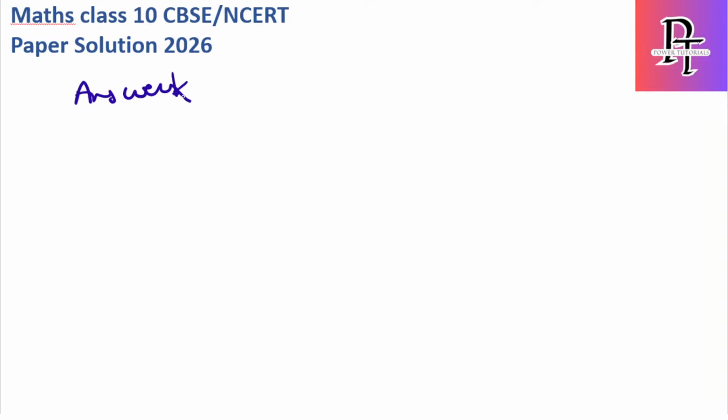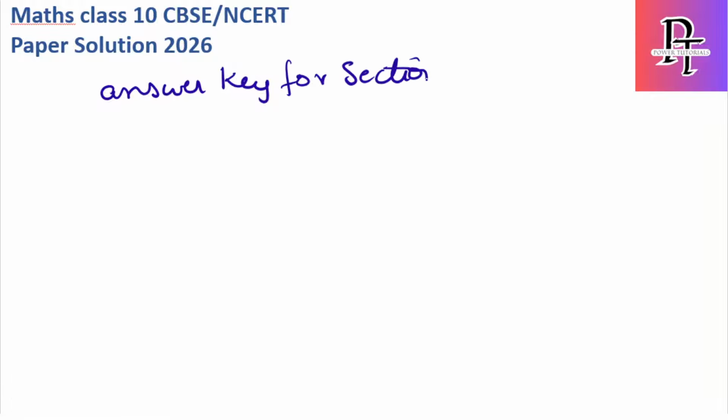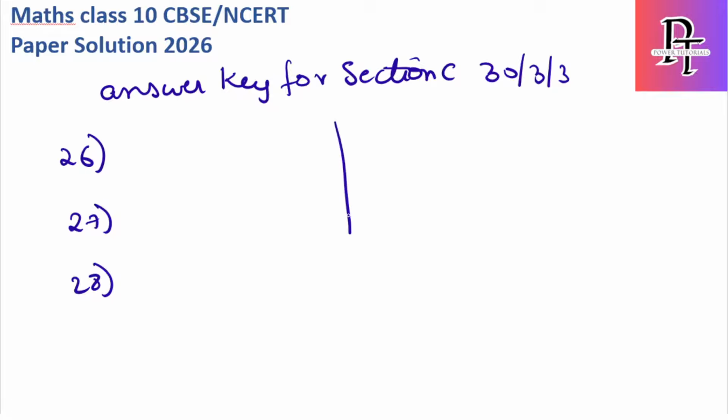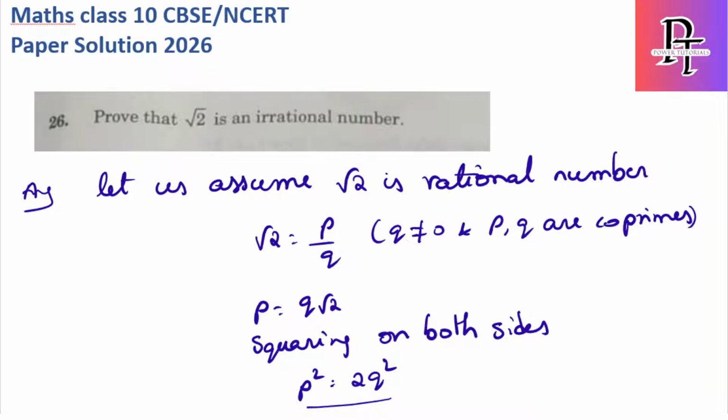Answer key for section C, 30/3/3. So the answers for 26, 27, 28, 29, 30 and 31. So let's write the answers. 26 is proof, so I directly write 26 as proof.